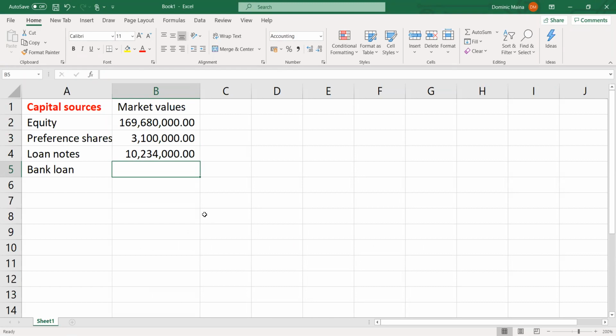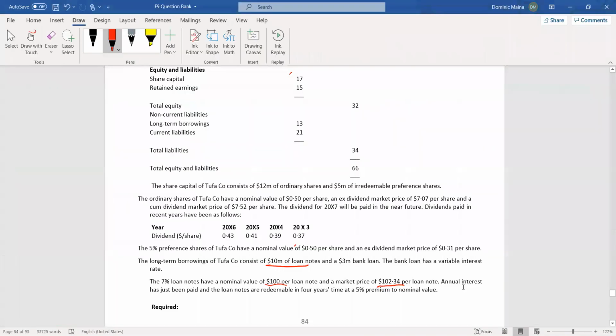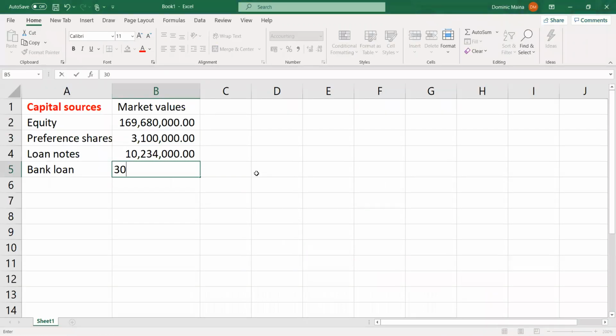Bank loan, don't forget, they don't have market value. So in that case, we simply use the book value. And the book value for the loan, we've been told, is 3 million. So 3 million is the book value for the bank loan. So going back to Excel, we have here 3 million.